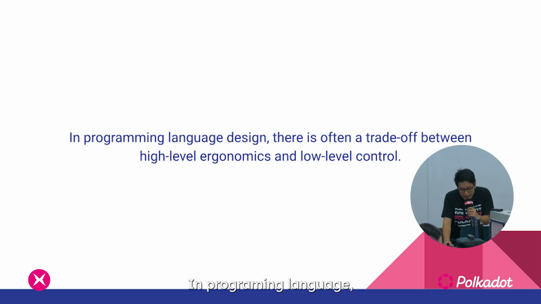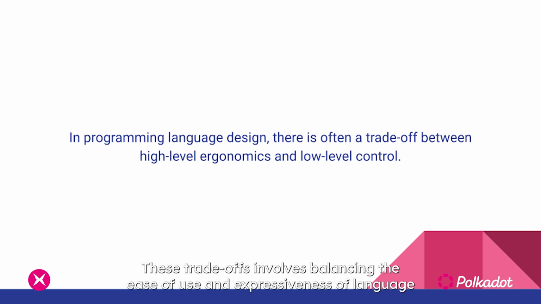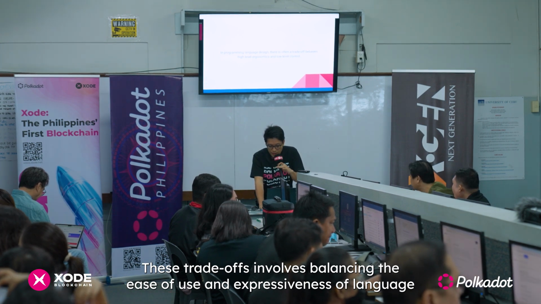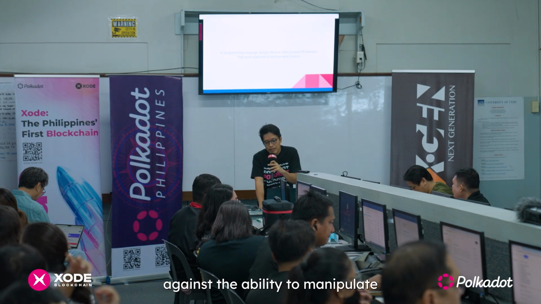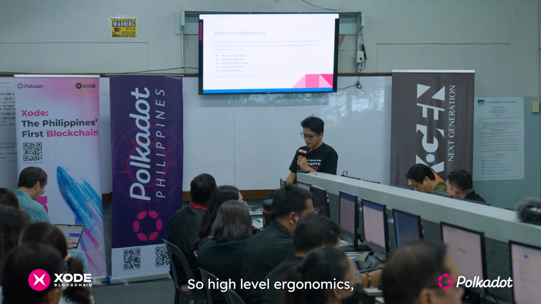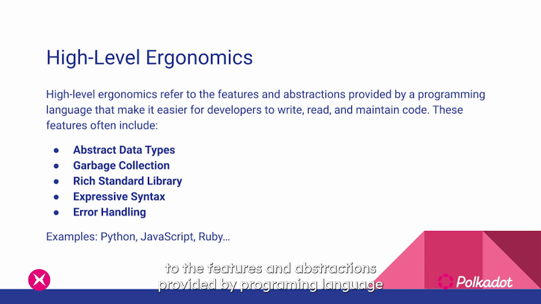In programming languages, the trade-off between high-level ergonomics and low-level control is a fundamental consideration. These trade-offs involve balancing the ease of use and expressiveness of a language against the ability to manipulate hardware and system resources directly. So, high-level ergonomics refers to the features and abstractions provided by a programming language that make it easier for a developer to write, read, and maintain code.